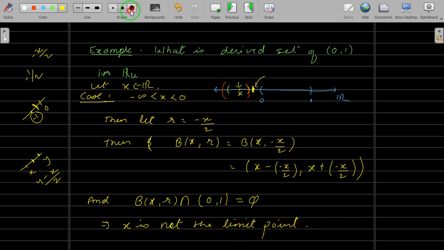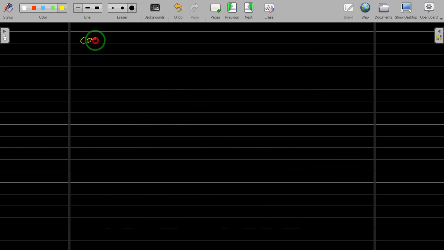Okay, let me take this out. So x is not a limit point. So if x is less than 0, it's not a limit point. Let us take greater than 1. Case 2, 1 less than x less than infinity, that is x between that side.